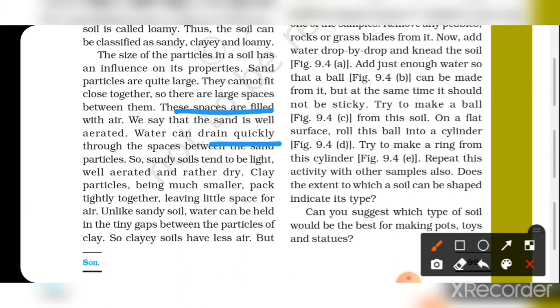ठीक है, तो clay particles being much smaller packed tightly together leaving little space for air. Unlike sandy soil, water can be held in the tiny gaps between the particles of clay. So clay soils have less air. इसमें air less है.